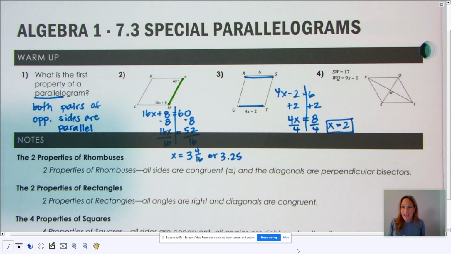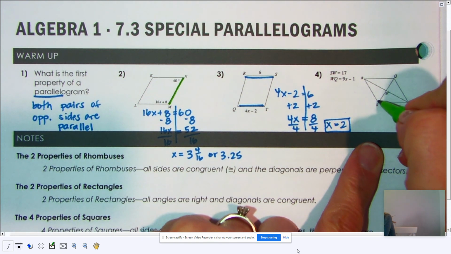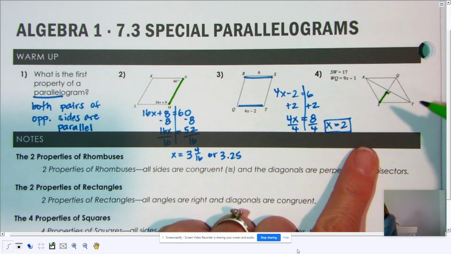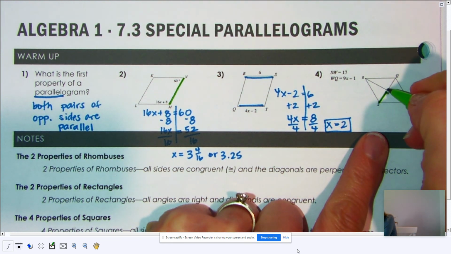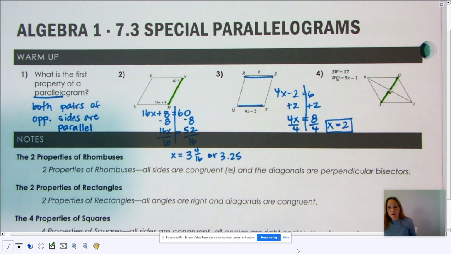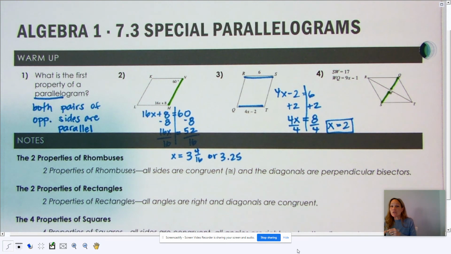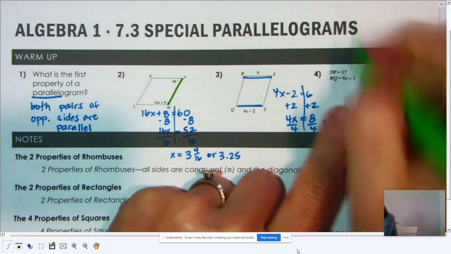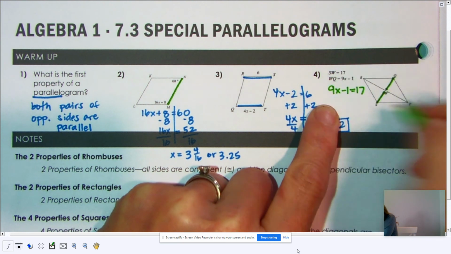And then for this last one, it's a little bit trickier because it's not written on the picture. We have to figure out what it's talking about. So it says SW is 17, so from S to W. And then it also tells us from W to Q. Well, remember, our diagonals bisect each other, so they're chopped in half. So I know that those two pieces are exactly equal to each other. So I'm going to write 9x minus 1 is equal to 17.